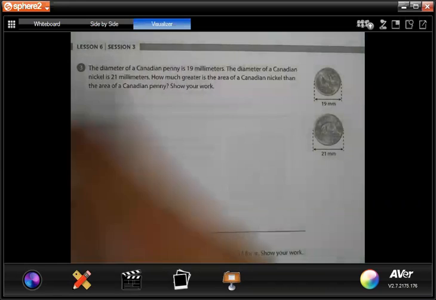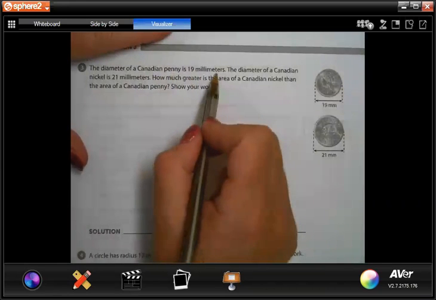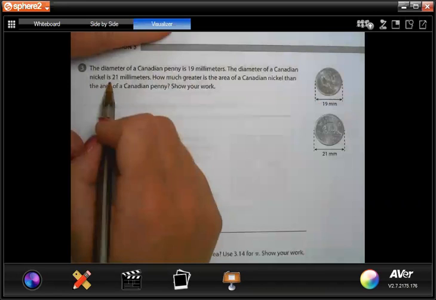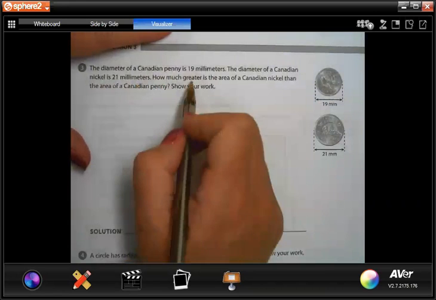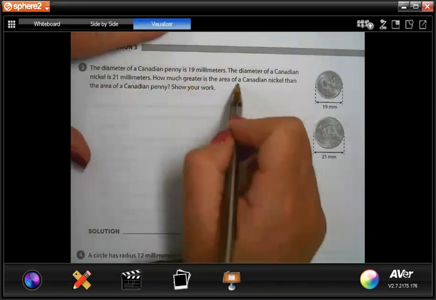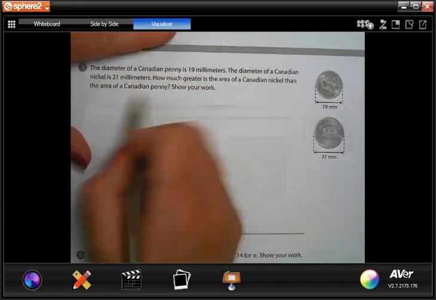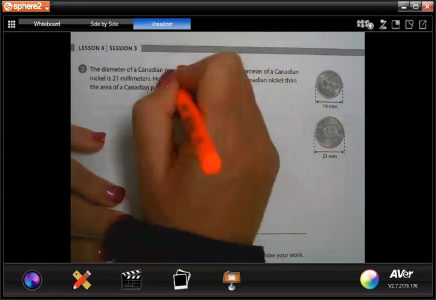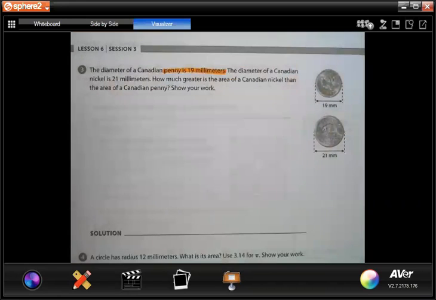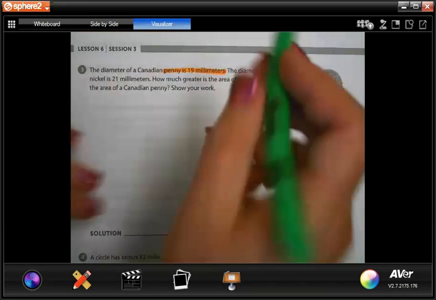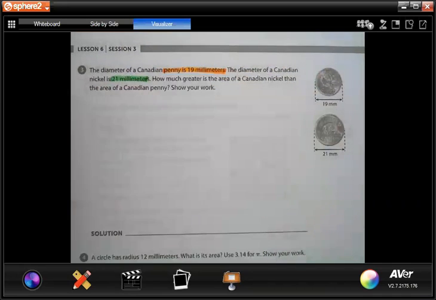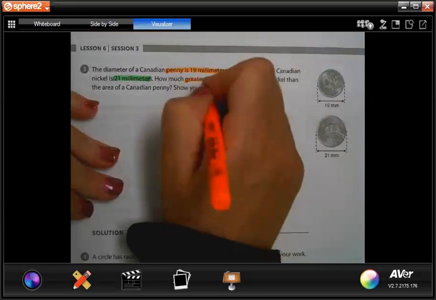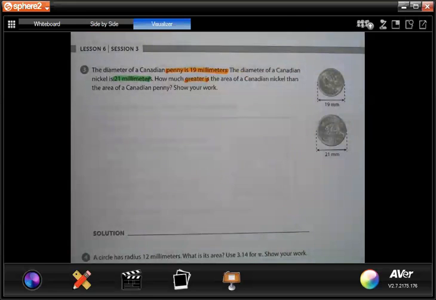The diameter of a Canadian penny is 19 millimeters. The diameter of a Canadian nickel is 21 millimeters. How much greater is the area of the Canadian nickel than the area of the Canadian penny? All right, so the penny is 19, the nickel is 21, and the question we're trying to find is how much greater is the area? So in order to do that, we first have to find the area of both.